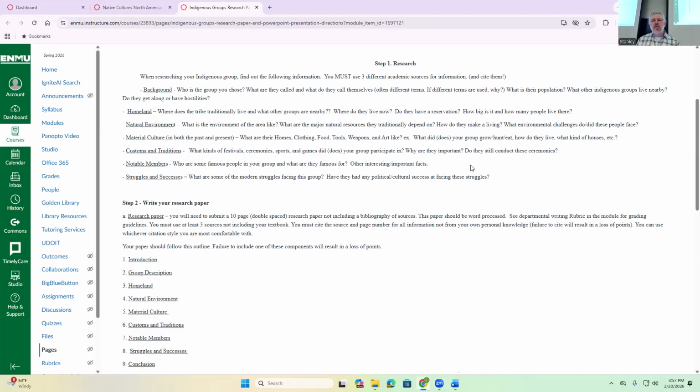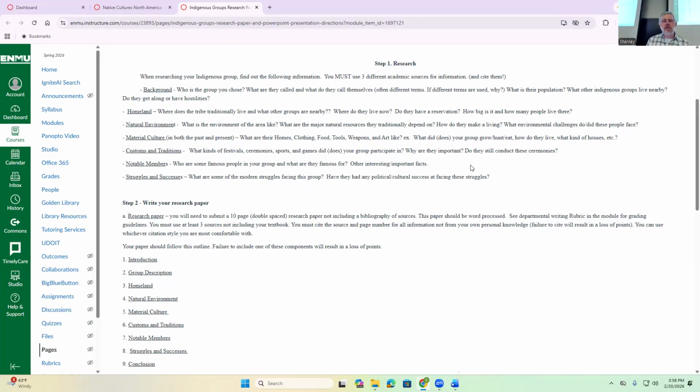You want to use at least 3 different academic sources for this information, and you want to make sure that you're citing where this is coming from. When you look at this, you're going to look at a number of different areas or topics about this group. The first thing you want to look at is the background.